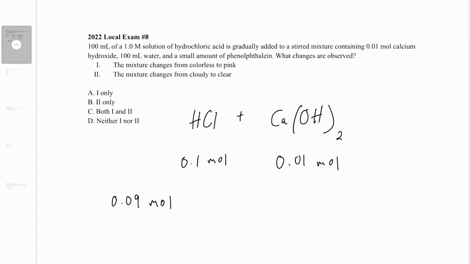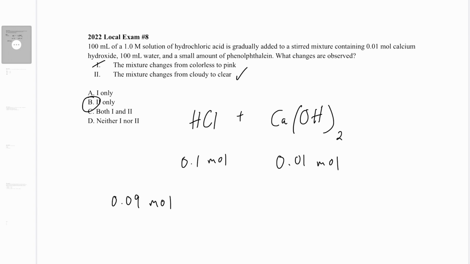And when phenolphthalein is in a solution where the pH is like 0 to 3, you have kind of an orange color. So 1, the mixture changes from colorless to pink, doesn't really make sense. If the pH was around like 8 to 10, maybe you would be pink, but you're not. So 1 is wrong. 2, the mixture changes from cloudy to clear. The thing with this is that calcium hydroxide is only slightly soluble in water. So that is going to explain why the solution would be cloudy. But afterwards, you have the hydrochloric acid neutralizing all of it, and the resulting salt dissolves in water. So you're going to have a clear solution. So you do go from cloudy to clear. So the answer is B.